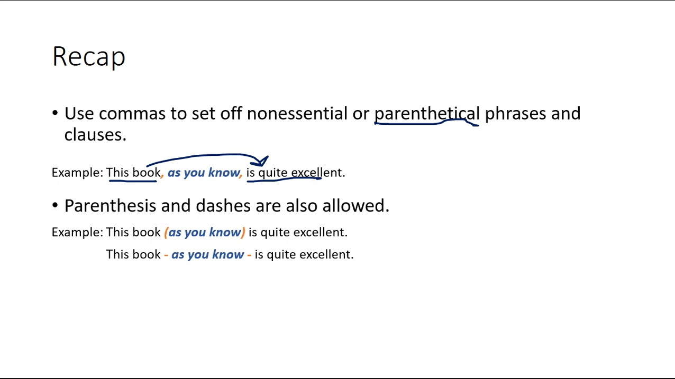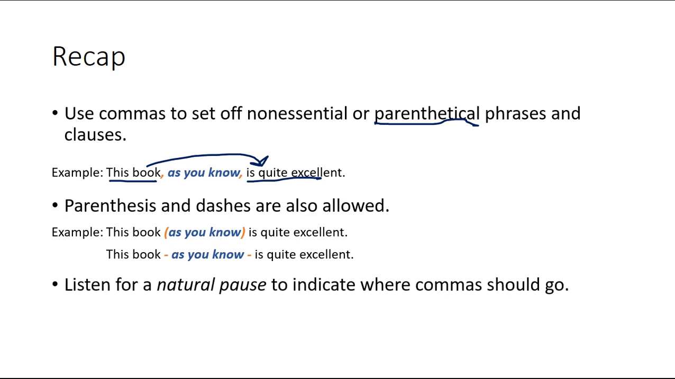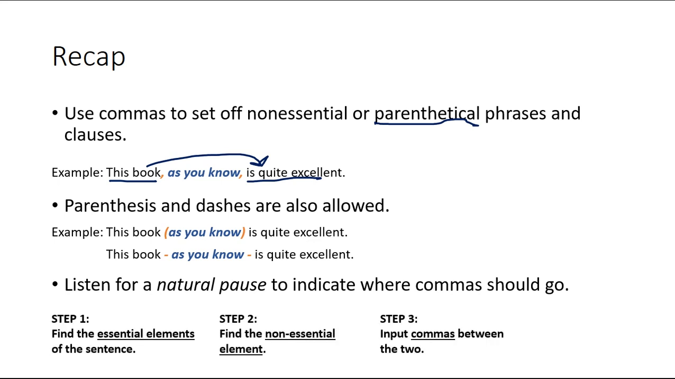Or down below, this book, dash, as you know, dash is quite excellent. That would work as well. And again, another way to just validate it is to listen for a natural pause. That helps us indicate where commas should go. The 3 steps: find the essential elements, and then find the non-essential element in the middle. We'll put a comma in between the two. Look for the answer choice that has that, and that's where you're going to get the right answer.